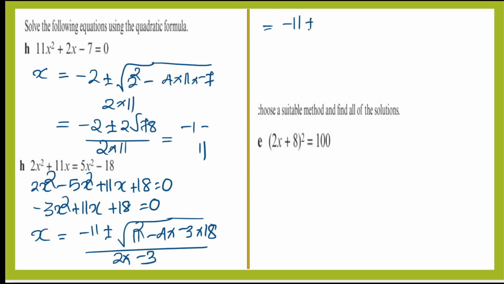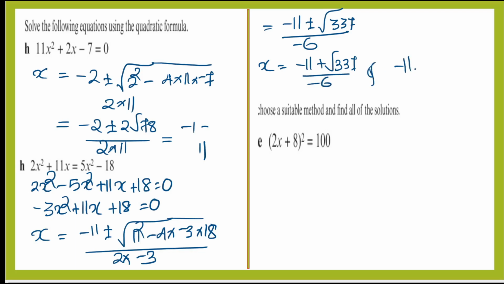It's minus 11 plus or minus root of 337 by minus 6. That's x equal to minus 11 plus root 337 by minus 6, and minus 11 minus root 337 by minus 6. That's x equal to 4.89 and x equal to minus 1.236 are the solutions of the equation.